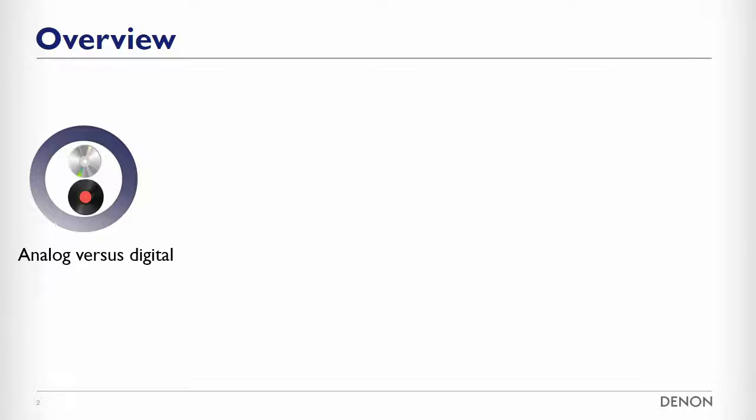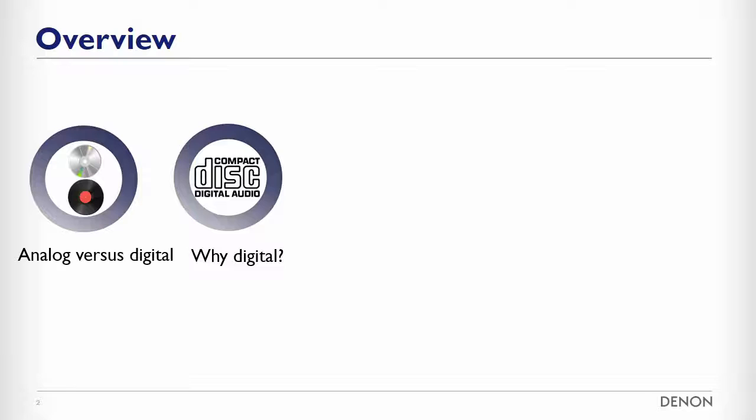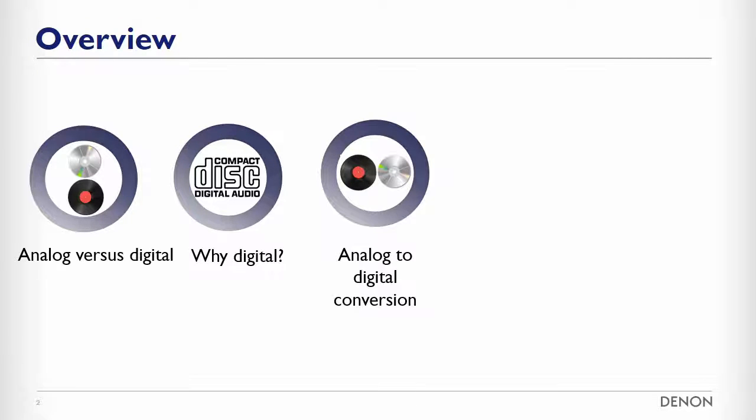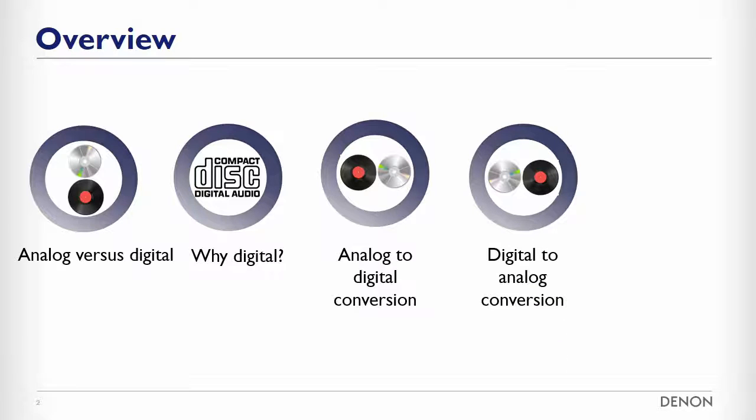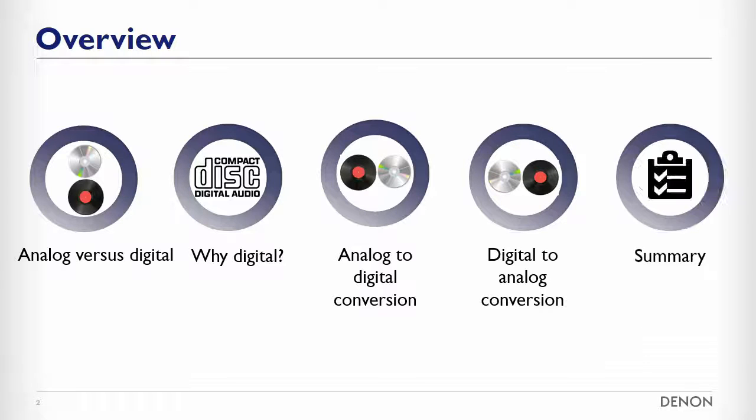This training will discuss the following topics. We will start by explaining the difference between analog and digital audio. Then we will discuss the advantages of digital audio. Next, we will show how an analog signal is digitized. To reproduce a digital audio signal, we need to make it analog again, so we'll show you how this is done. The training will end with a summary.